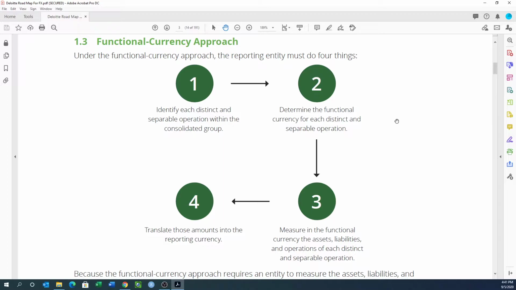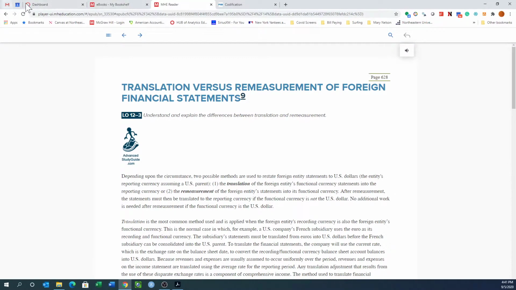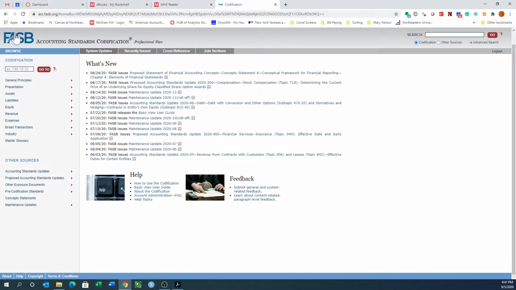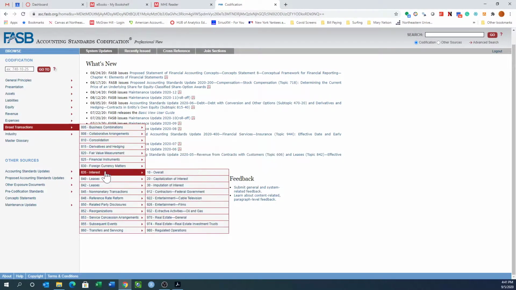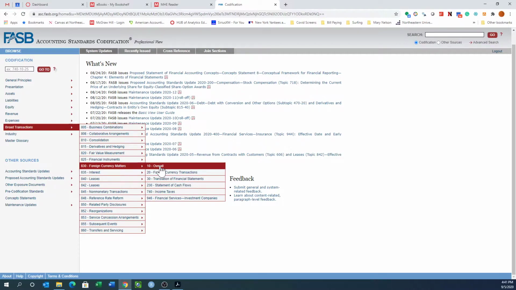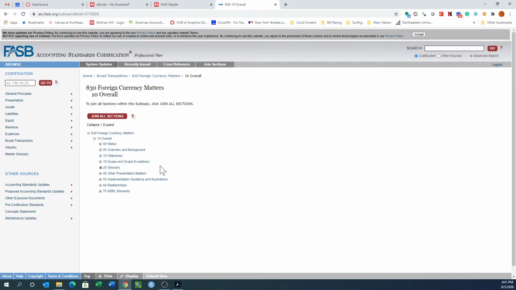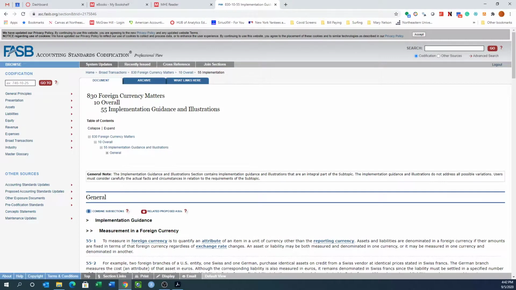I mentioned this before, but we're going to take a little bit of a deeper dive. So let's go take a look at our codification. And we're going to go to our broad transactions. We're going to go to 830. And we're going to look at the overall. And there's some broad discussions about functional currency up in other presentation matters, but I want to go to the implementation guidance. And this spells out, now it's implementation guidance. These are not hard and fast rules. They're trying to get you to think about what are the things that you need to evaluate to determine what is the functional currency.